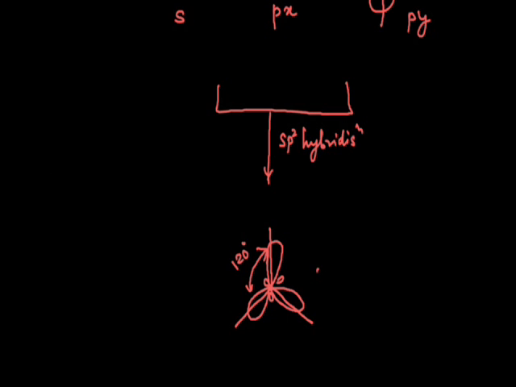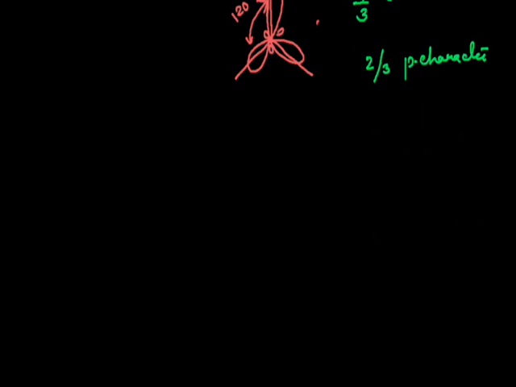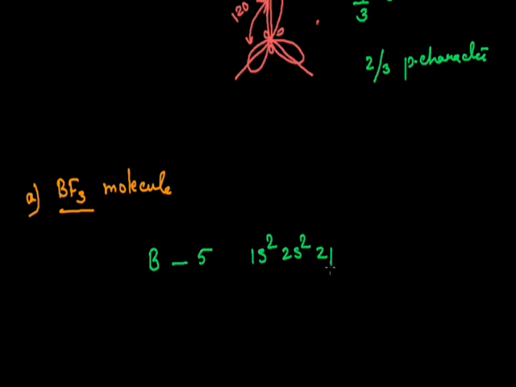In this, we can see 1/3 is the s character and 2/3 is the p character. We can understand this with the example of BF3 molecule. In BF3, the ground state configuration of boron with atomic number 5 is 1s2, 2s2, 2p1.